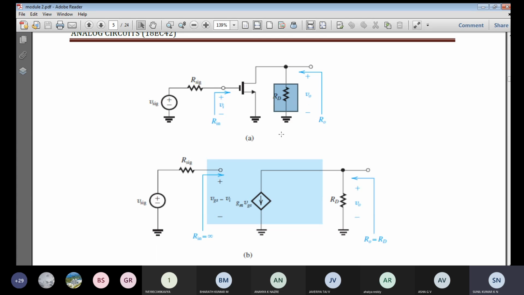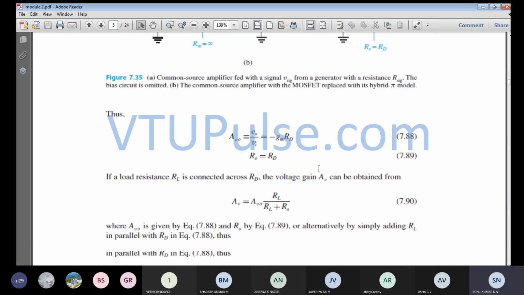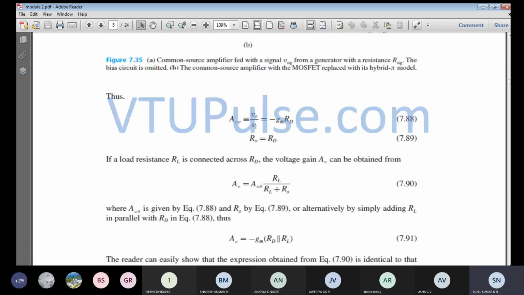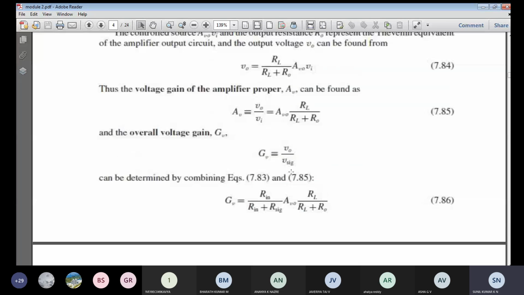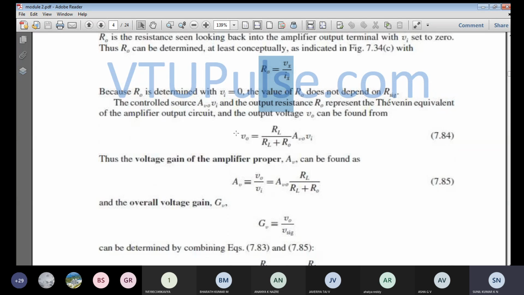Unilateral amplifiers. And here you can see the output resistance is just equal to RD, and the way you calculate it is by connecting a test voltage source across the output and a test current source, and we find out the voltage drop over there, so that you find the output resistance.